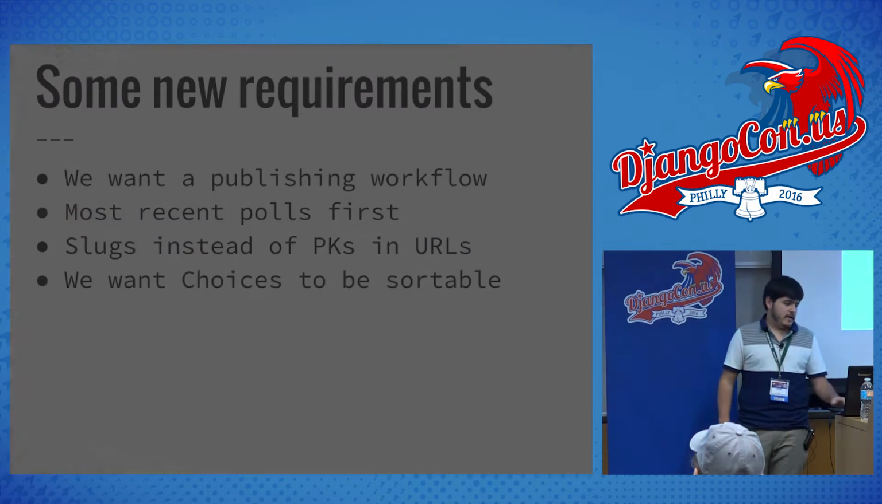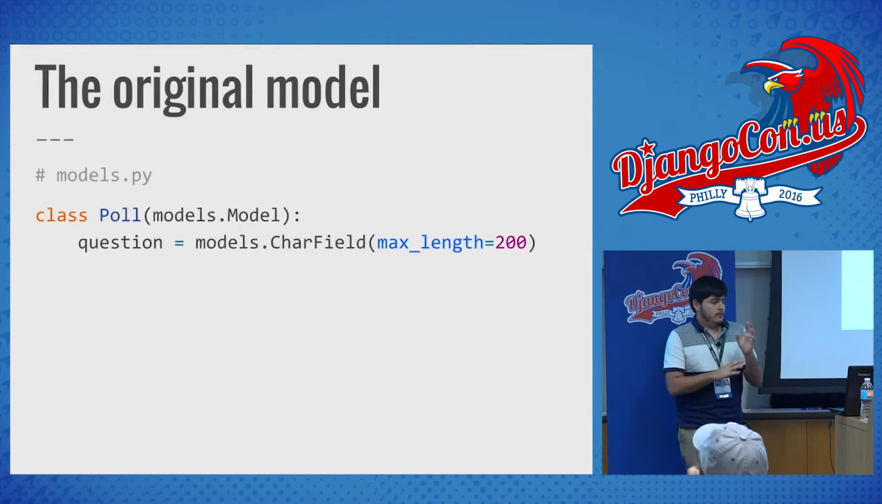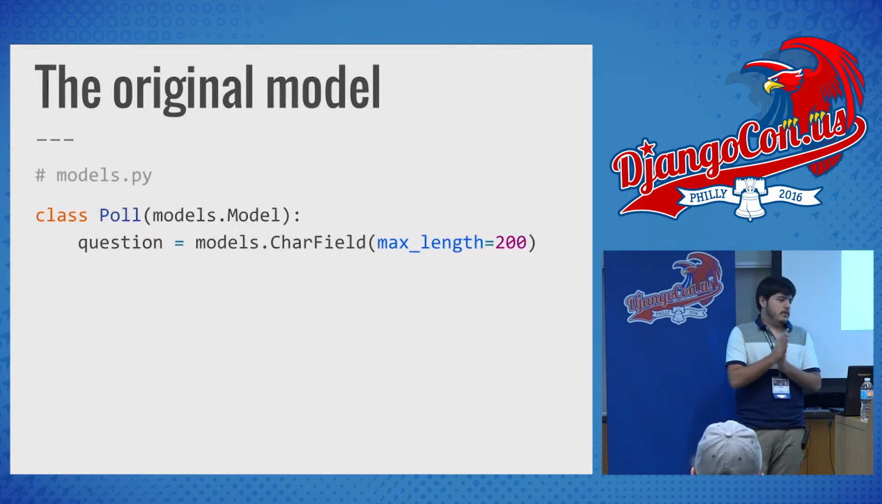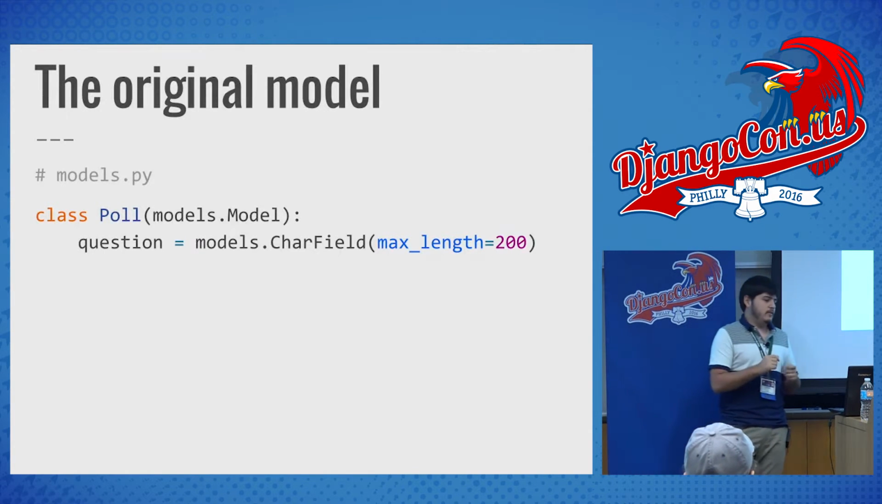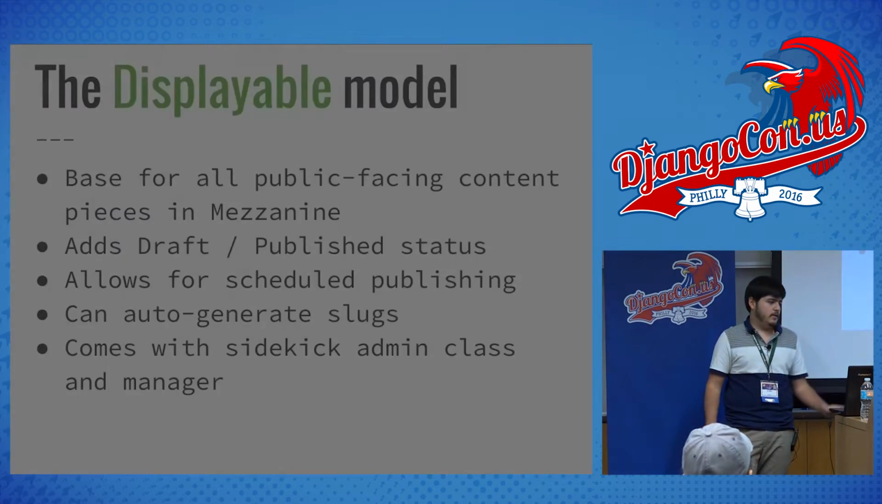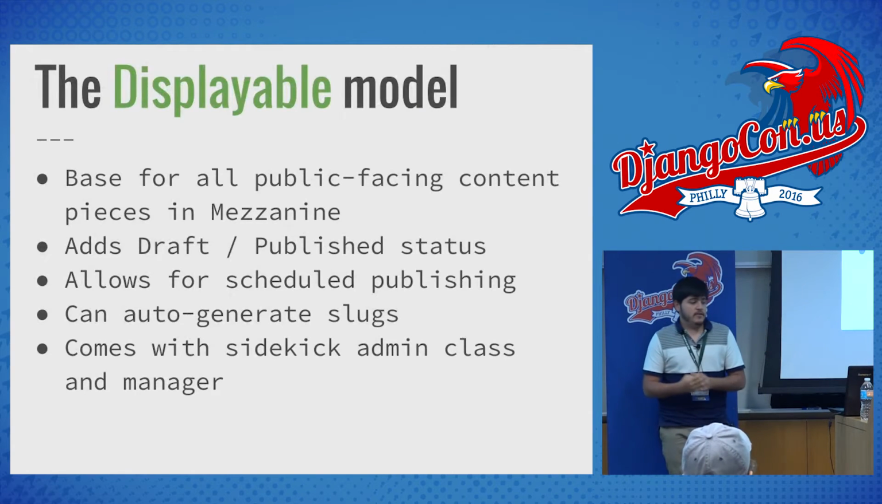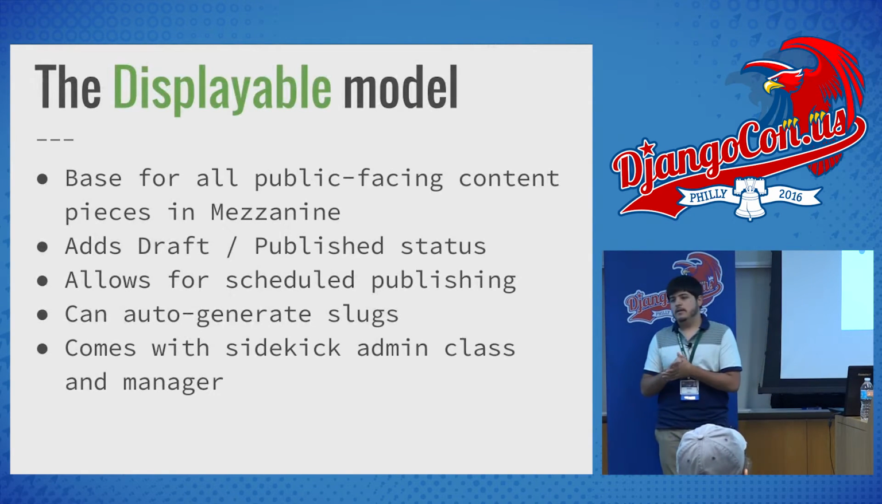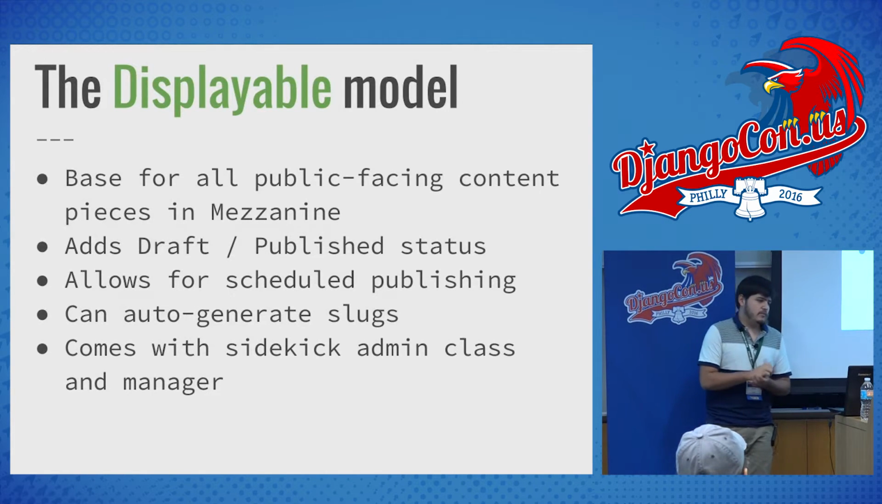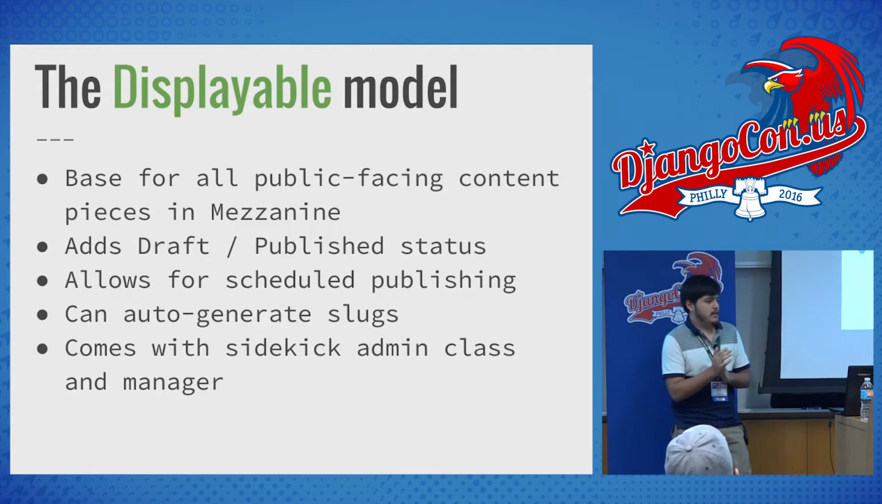So how are we going to do that with Mezzanine? Well, this is the original model, the original polls model. Very easy, just a single field, the question, which is just a text prompt for users to insert the question. Now the Displayable model, this is one of the base models that ships with Mezzanine, and it's the one that you're going to be inheriting a lot. It's the base for all public-facing content pieces in Mezzanine.